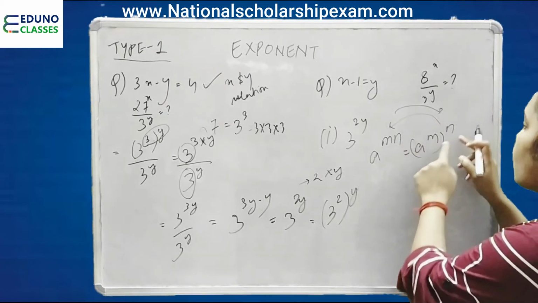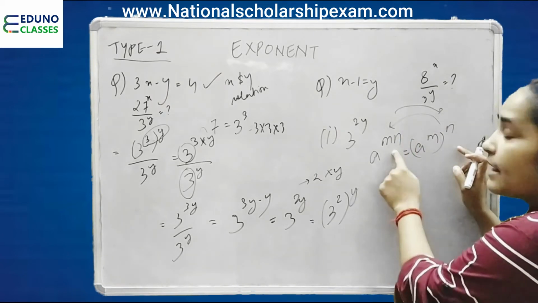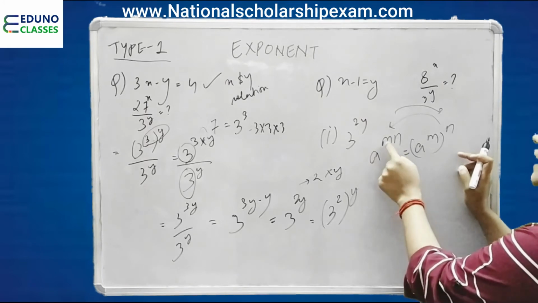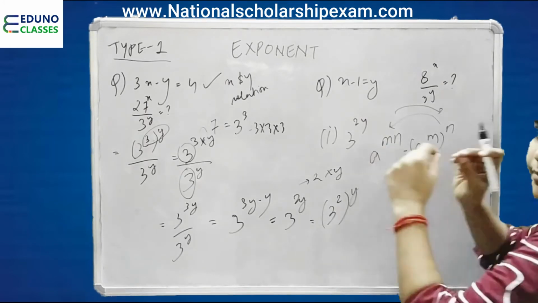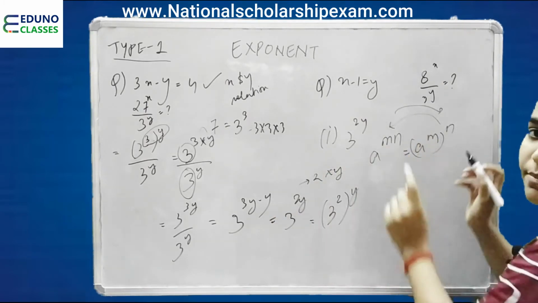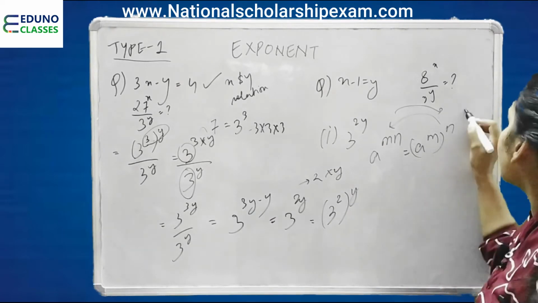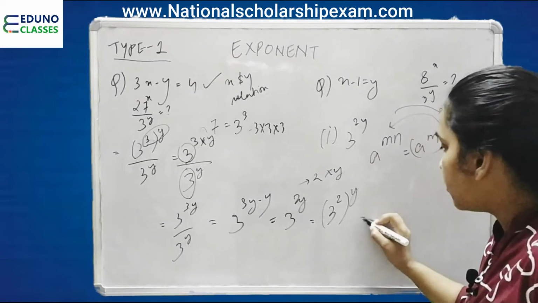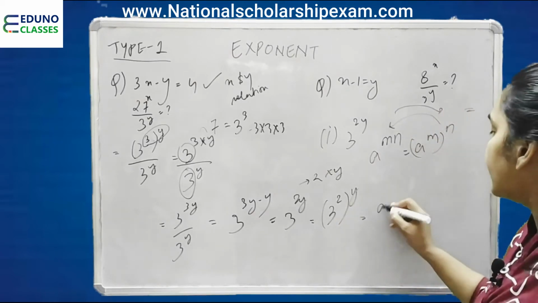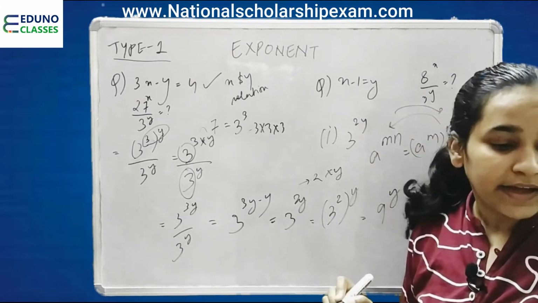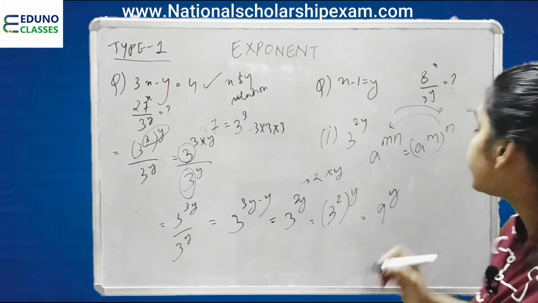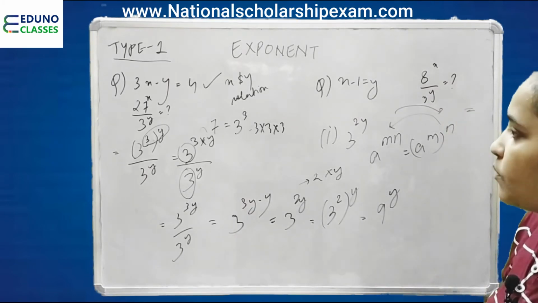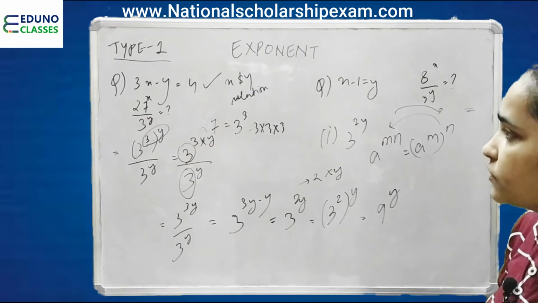Either (a to the power m) whole power n can be written as a to the power m into n, or a to the power m into n can be broken into (a to the power m) whole power n. When we have equality, it works both ways, right? So 3 to the power 2 is 9. We are getting 9 to the power y, right? So this is how we can solve our questions, right?